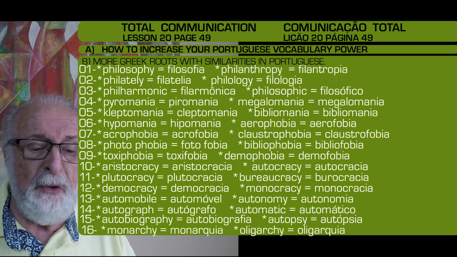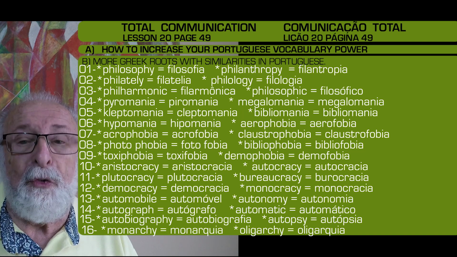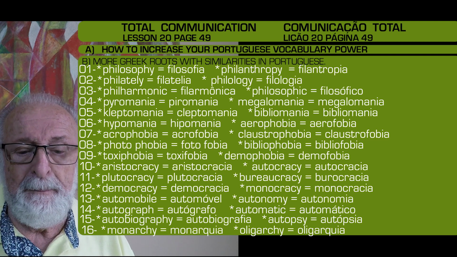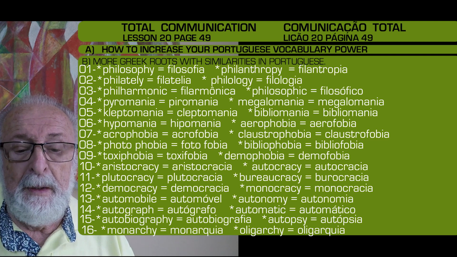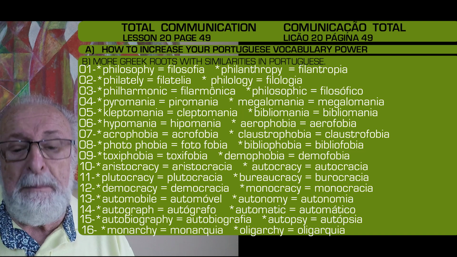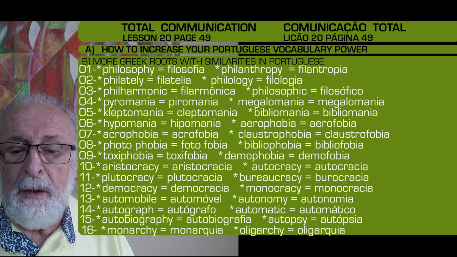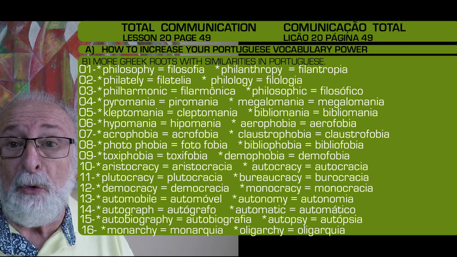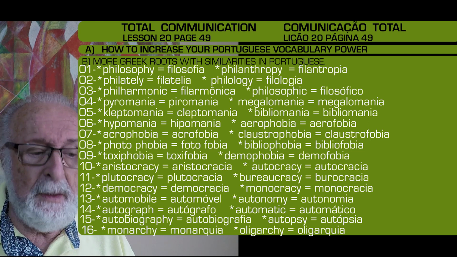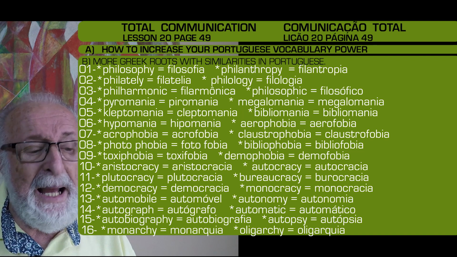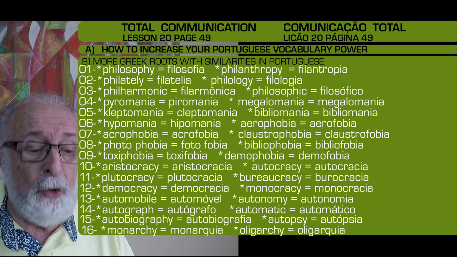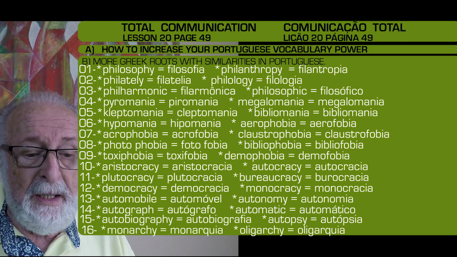Let's go now to line 8. Photophobia. We say fotofobia. The next one, bibliophobia, will be bibliofobia. You see? All right. In line 9, we have toxophobia, excuse me, toxophobia in English.